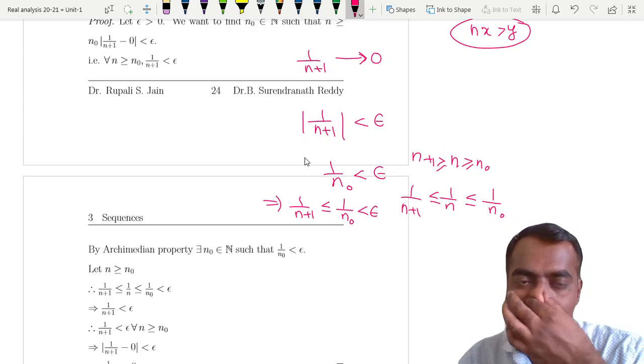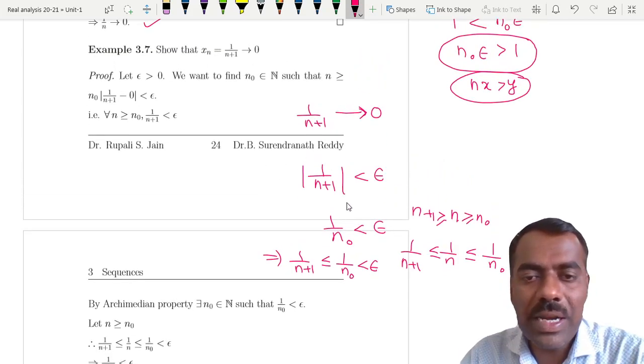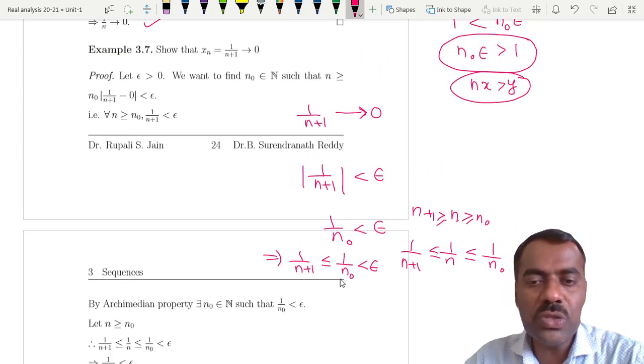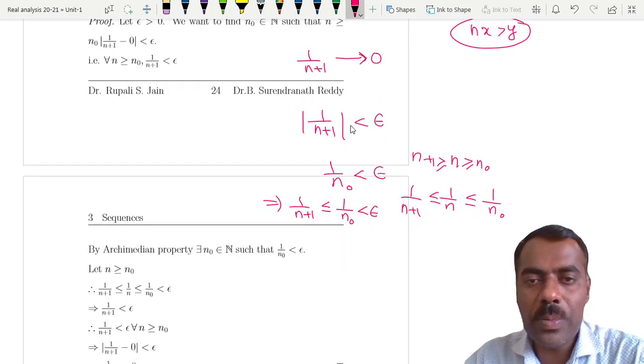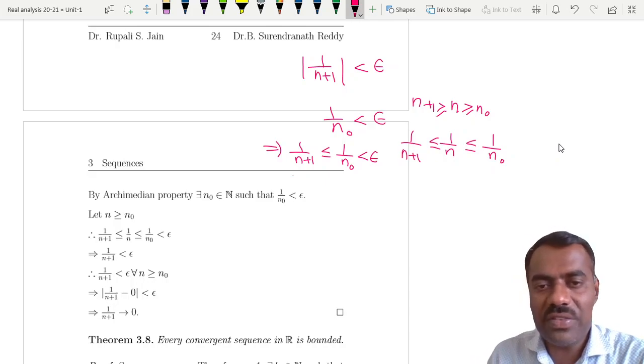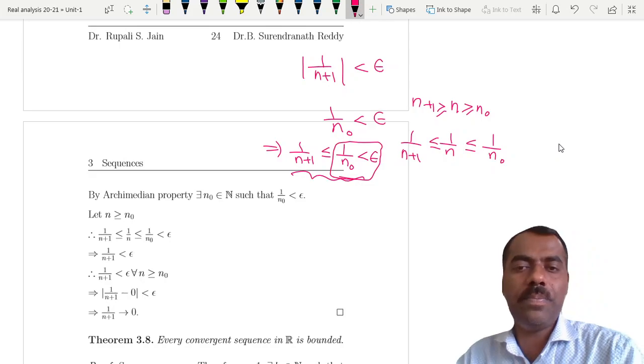So sometimes it may not be possible, or it is easier, to show it not directly. Instead of directly showing that 1 upon n, whatever is given, is less than epsilon, we'll try to simplify that further and show that that one is less than epsilon. Okay. Yes.